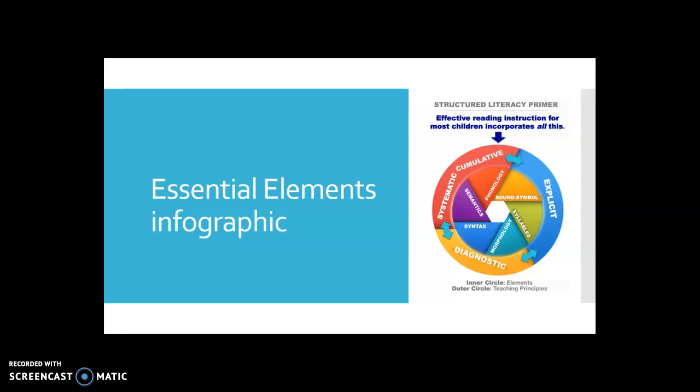So this is the essential elements infographic that we showed in the lecture. We are going to use this as our frame for this class, and we're going to add a few more essential elements to this circle within this PowerPoint.